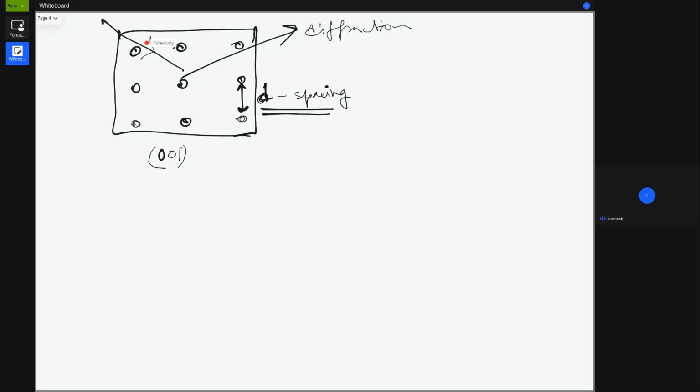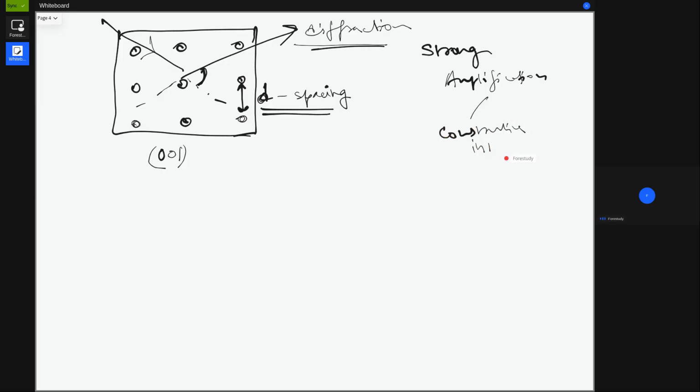Now strong amplification or constructive interference occurs at a very specific angle. This results in strong amplification, or you can say constructive interference, as we have just discussed on the previous page.